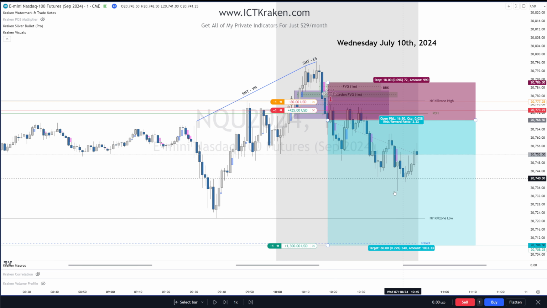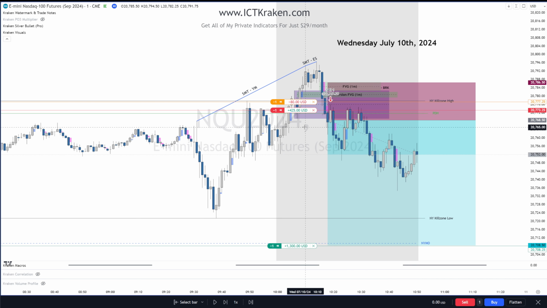Fair value gap's holding right now. This fair value gap held this one. This inversion held as well. So I technically should be able to move my stop to this inversion right here. If you hear the dog in the background, I'm sorry about that. I apologize for that.